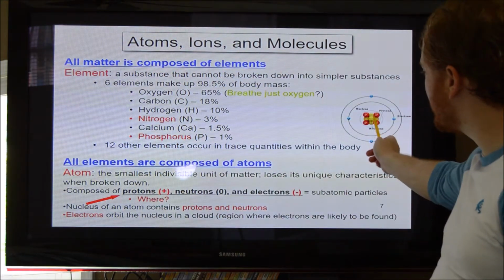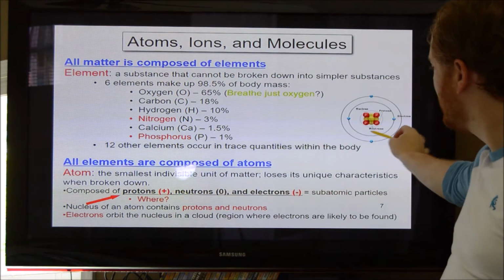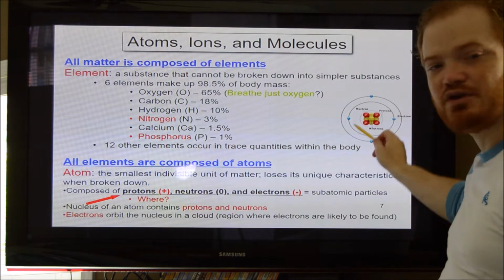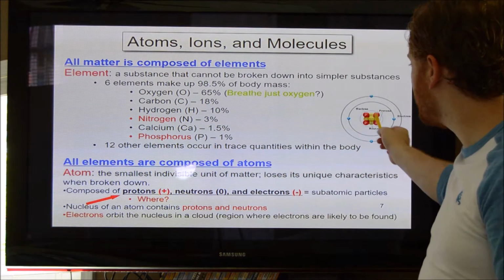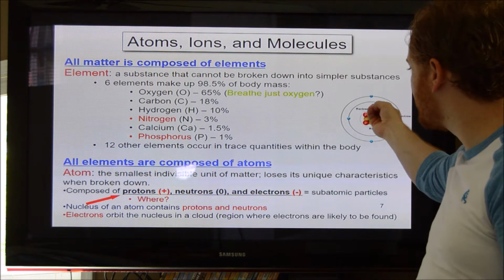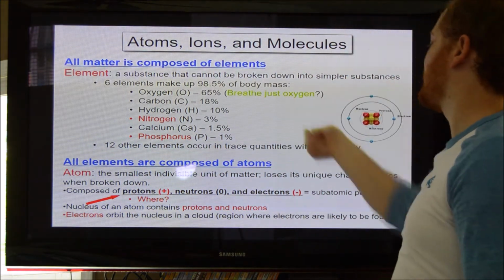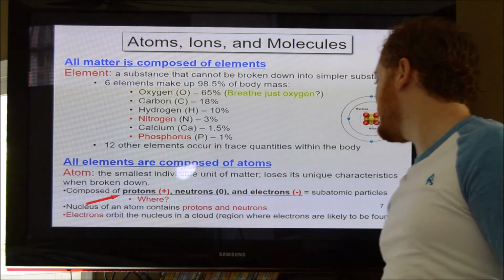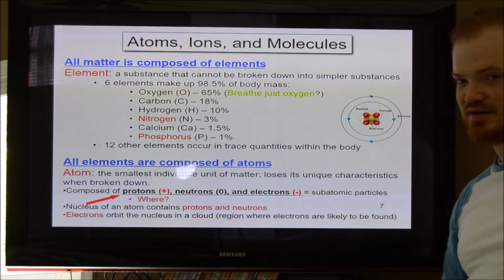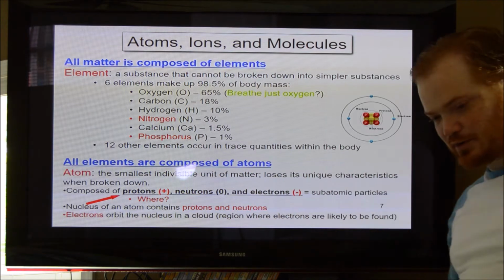So what we have here is a Bohr model of an atom, and in the central core here, we have protons and neutrons. Because they have mass, they hold together in the core. The electrons are virtually weightless, so they're just flying around in clouds, or electron clouds, on the outside of this atom.